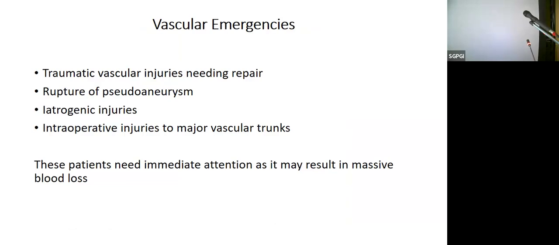Now, next heading is vascular emergencies. So basically, vascular emergencies include traumatic vascular injuries, rupture of pseudoaneurysm, iatrogenic injuries, and intraoperative injuries to major vascular trunks. In these cases, we have to hurry because the patient may bleed a lot, and because of the blood loss, there may be risk to life.